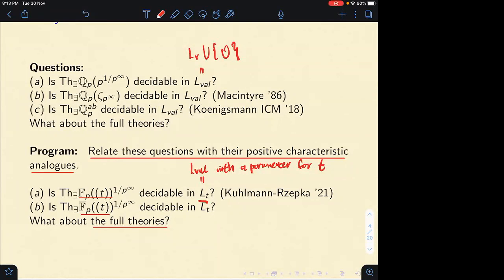So what we're going to show is that A and B from the mixed characteristic category are related to A. So in fact, we will show that, for example, this field is decidable or existentially decidable relative to the perfect hull of FPT. Same for B. And similarly, QP abelian is going to be existentially decidable or decidable relative to the perfect hull of FP bar of T. But it's really important that we include the parameter T here. Okay.